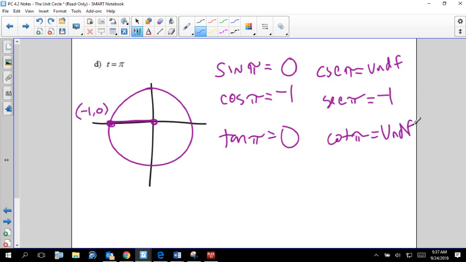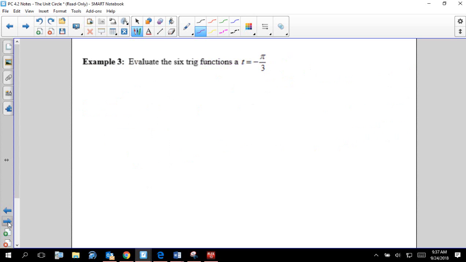Okay. The next section should not be decimals. The next section: the 6 trig functions at theta equals -pi/3.